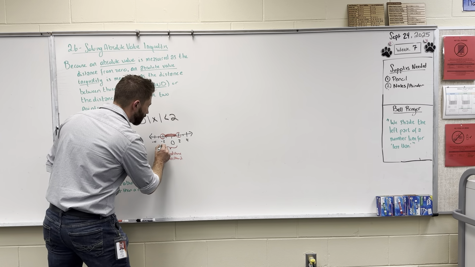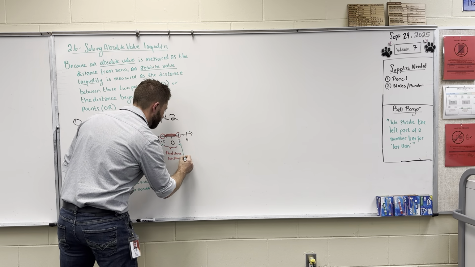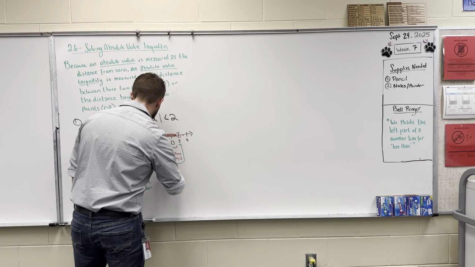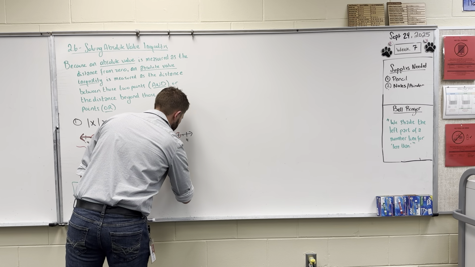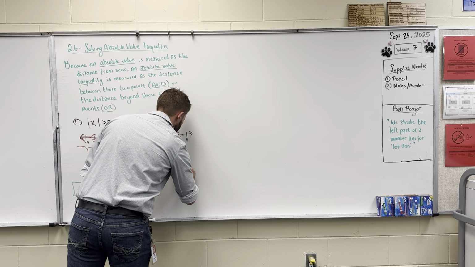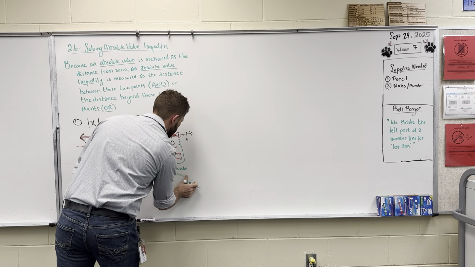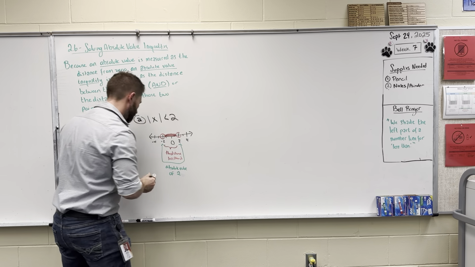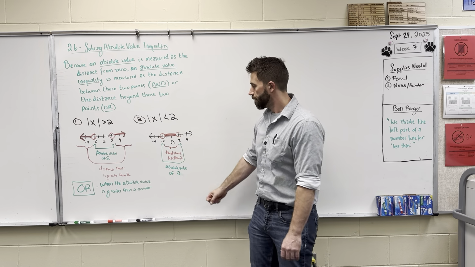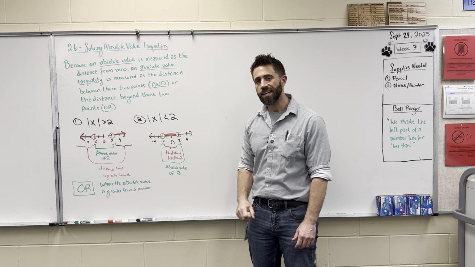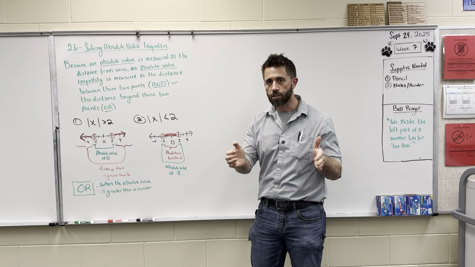And we know it's less than 2 because I have these 2 points right there, and these are going to be the absolute values of 2 again. Okay. So when I have the absolute value of 2, I'm looking at a distance of 2, but I want it less than that, so in between those 2 extreme points.